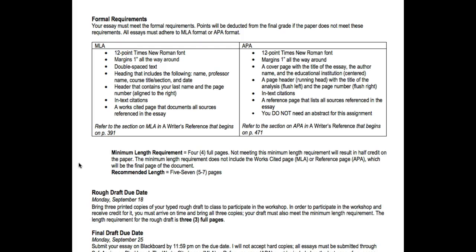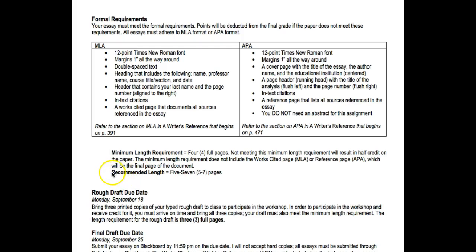So the length requirement for the first paper, this one that we're looking at here, is 4 full pages. And not meeting this minimum length requirement does result in half credit on the paper. So if you want to receive full credit for your work, make sure that you meet that minimum length requirement. Please note that it does not include the works cited page if you're using MLA documentation or the reference page if you're using APA documentation. And if you're using APA, it also does not include the cover page. So it is 4 full pages of your writing for the essay.